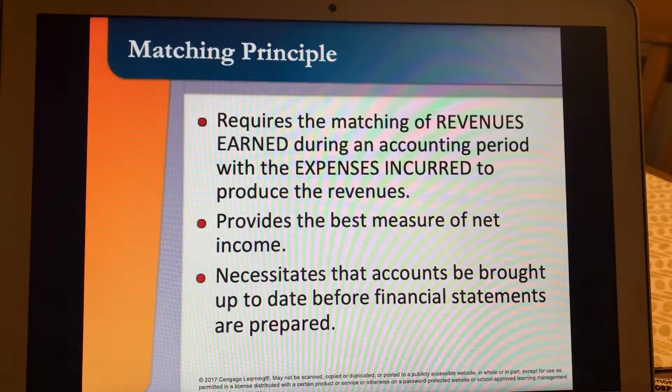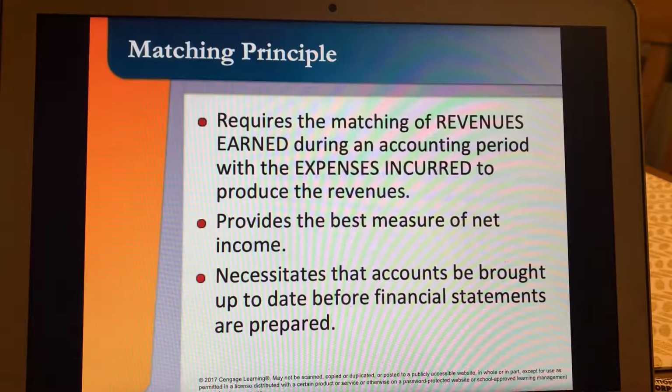The matching principle requires the matching of revenues earned during an accounting period with the expenses incurred to produce the revenues. It also provides the best measure of net income. It necessitates that accounts be brought up to date before financial statements are prepared.